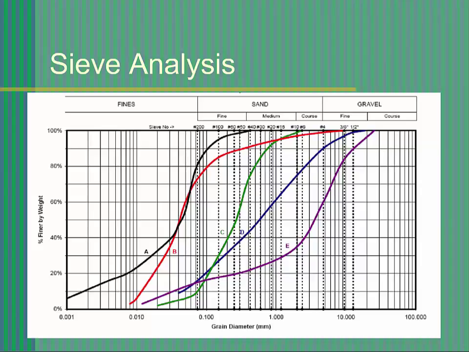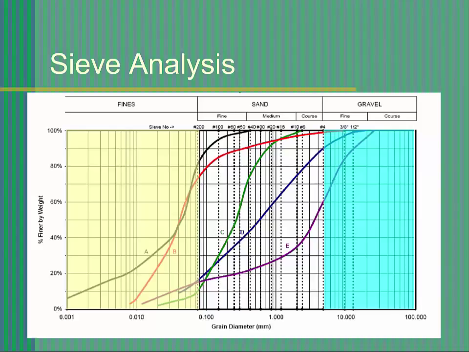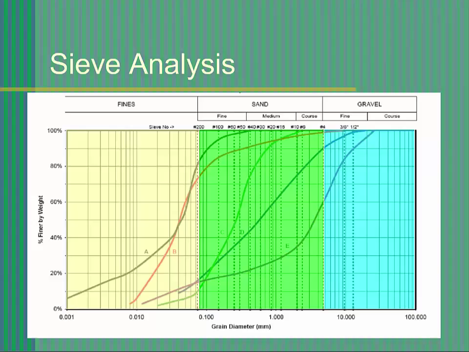There are three general classifications of soil by size: fines, sands, and gravels. Fines are any soil passing the number 200 sieve and consist of clays and silts. Gravels are any soil retained by the number 4 sieve, and sands fall in the area in between.